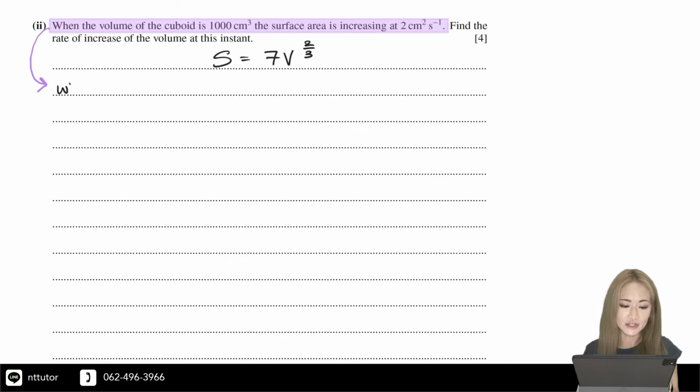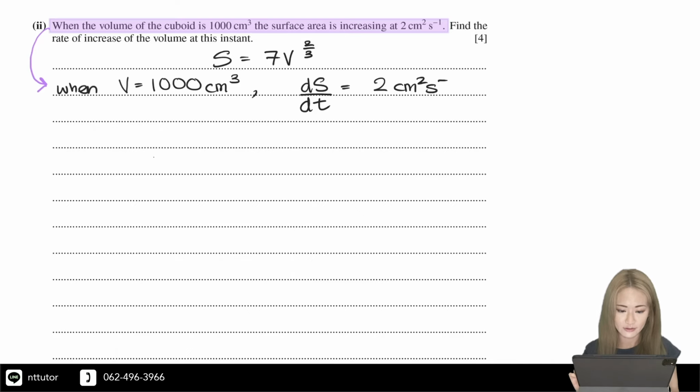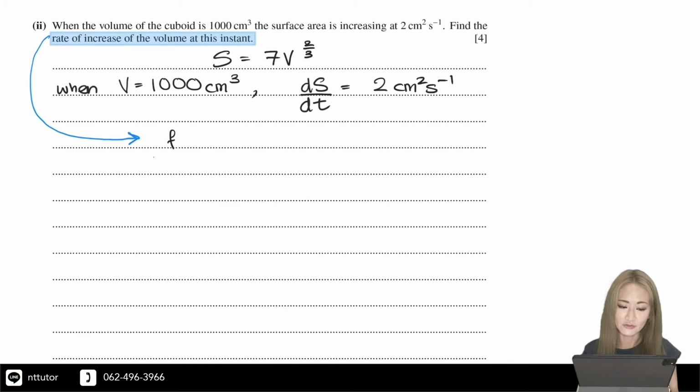This means that when V is equal to 1,000 centimeters cubed, the rate of increase of the surface area, so that's dS over dt, is equal to 2 centimeters squared per second. So this is the information that we have right now. And we want to find the rate of increase of volume at this instant, meaning we want to find dV over dt when V is equal to 1,000.